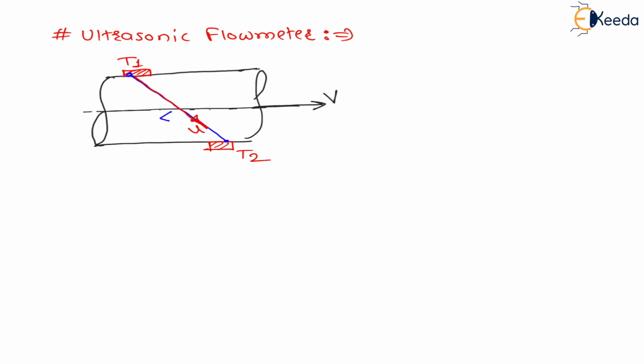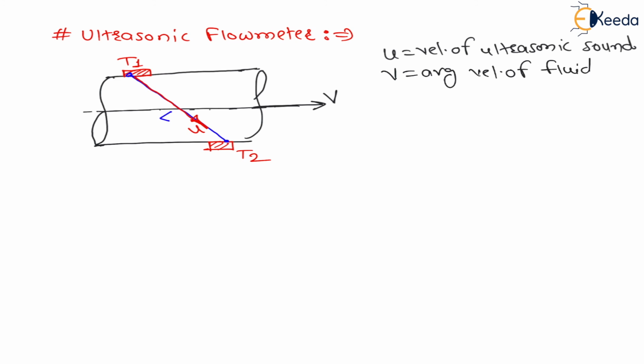Therefore here, my dear students, u is the velocity of ultrasonic sound, right? And v is the average velocity of the flowing fluid. Now whenever transducer T1 emits the ultrasonic sound towards transducer T2, the distance traveled is L, and let us say this inclination is theta. Therefore this inclination is also theta, right?